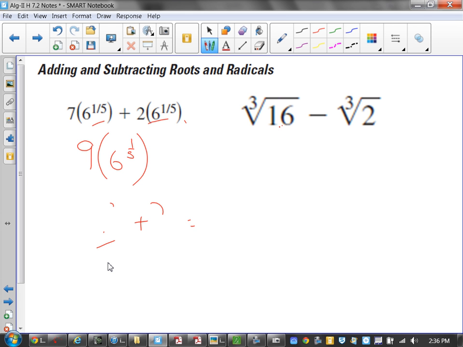So could I make this into a root with a base of 2? 8 and 2, isn't it? What's the perfect cube root that goes into 16? 8. So this is the cube root of 8 times the cube root of 2, which is 2 cube root 2. Minus, now I'm going to do something a little bit different here.